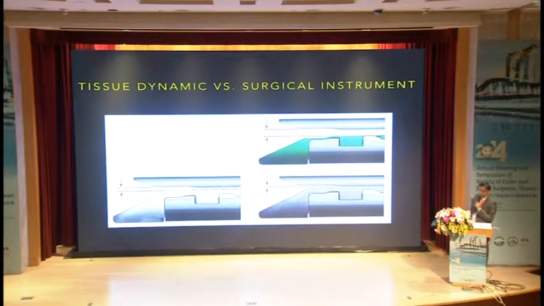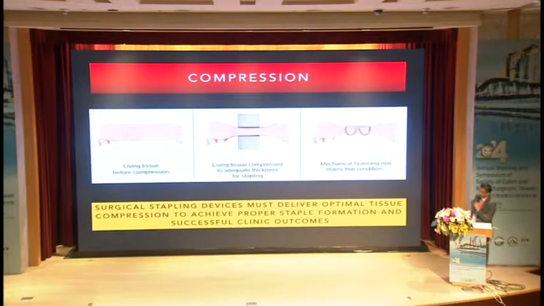Everybody knows the closed staple height, just between the upper and bottom jaws, in the current market is around 2.3 millimeters. But our tissue thickness is normally more than 2.3 millimeters. So how can we get the tissue to a properly closed staple height? I think the answer is compression.